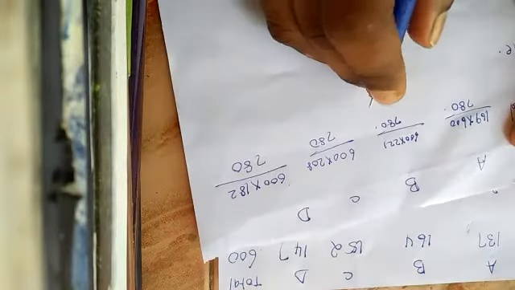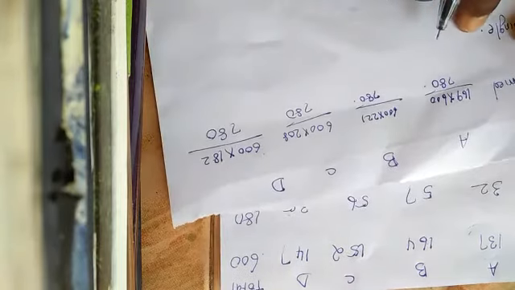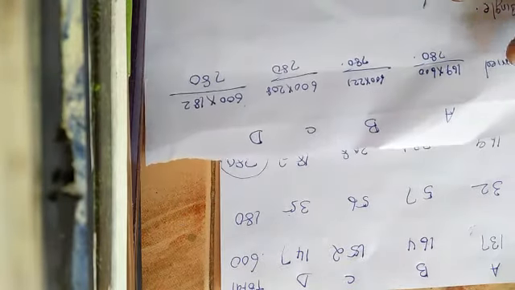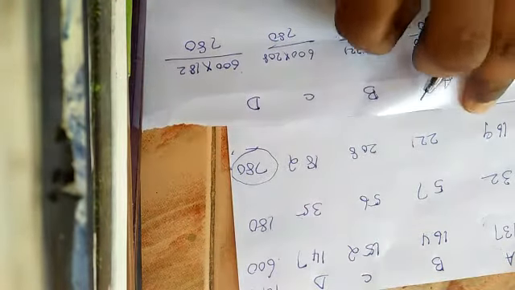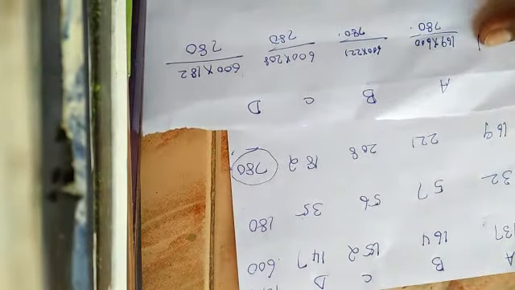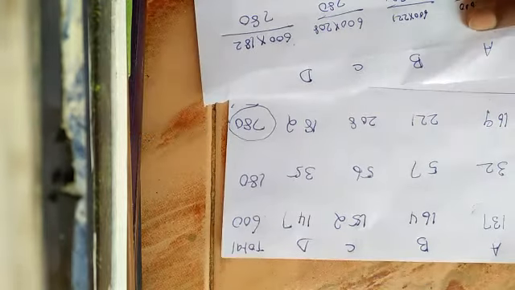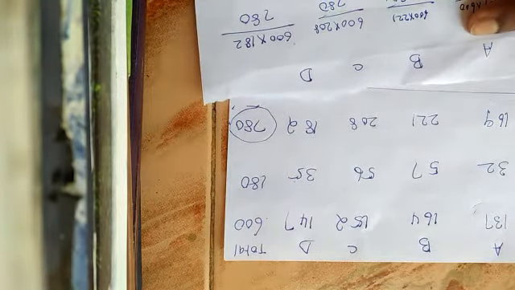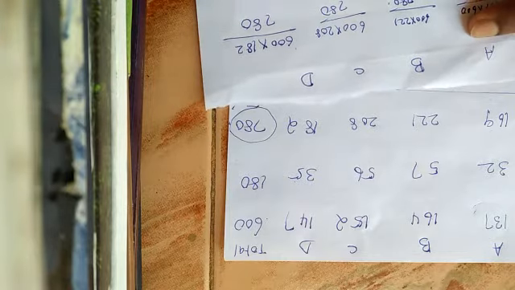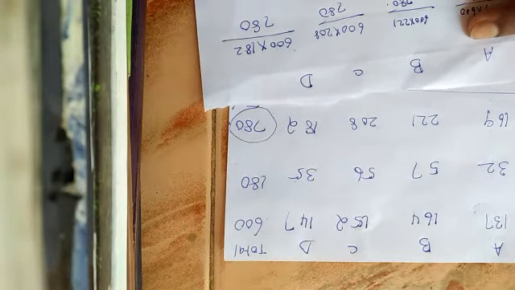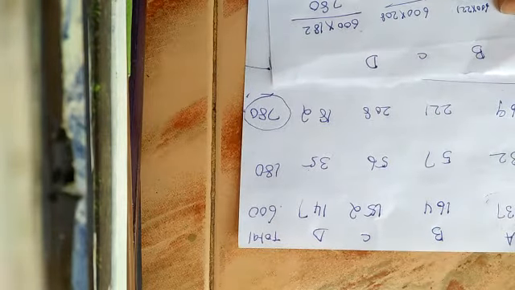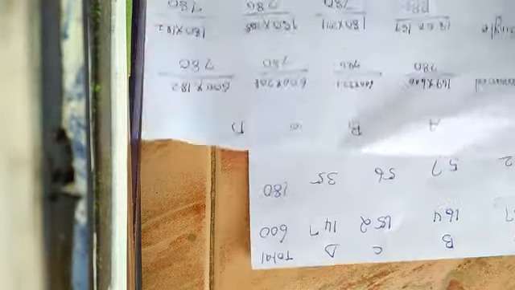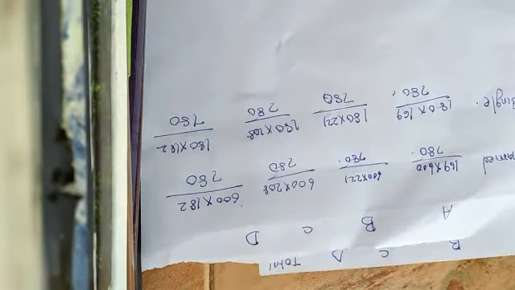Similarly, for the second row, total 180 into first column 169 divided by 780. Similarly, 180 into 221 divided by 780, 180 into 208 divided by 780, and 180 into 182 by 780. So we get these values, and you find out the exact values of these.